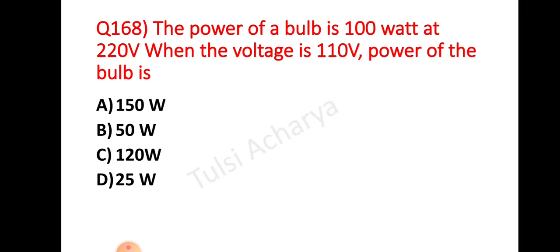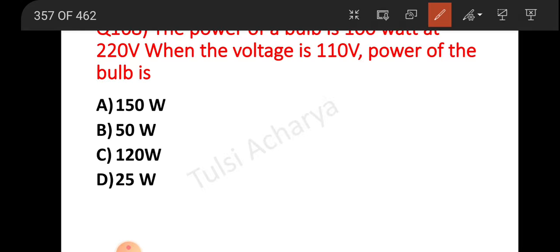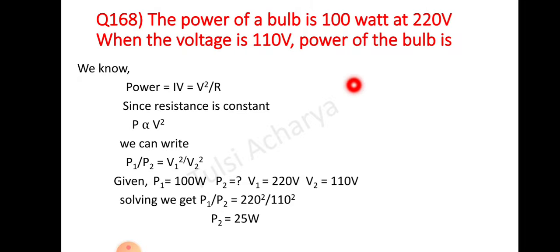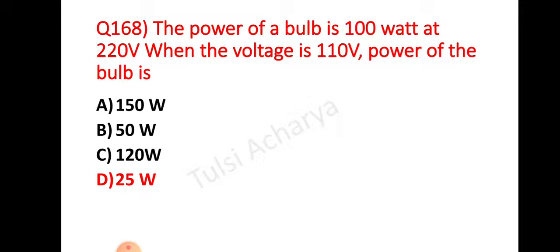Now let's move to question number 168. The power of a bulb is 100 watt at 220 volt. When the voltage is 110 volt, the power of the bulb is. Let's start with this formula at first. Power is equal to IV, that is V square by R. The question is not saying anything about R, so R is constant. P is directly proportional to V square, means P1 by P2 is equal to V1 square by V2 square. This is P1, this is V1. We need to find P2, this is V2. By solving this, we get 25 watt, that is option choice D.